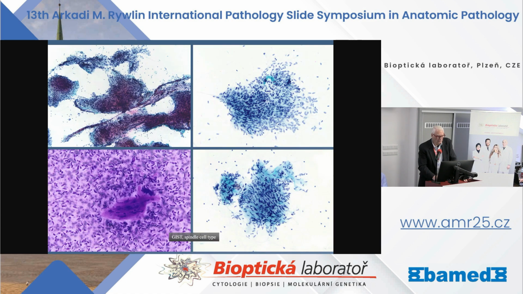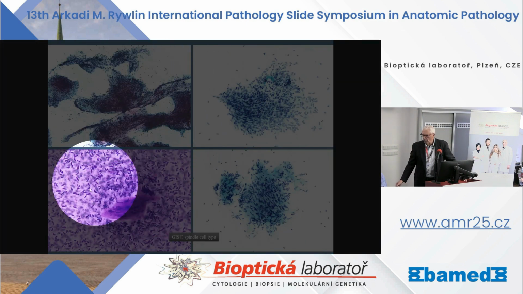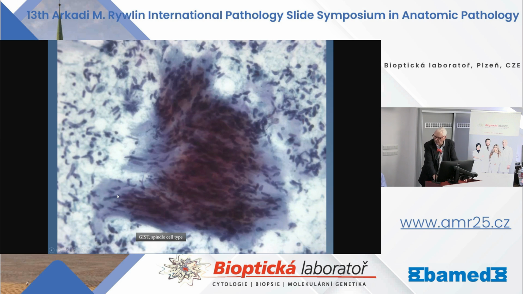Here are some examples, spindle cell type, 4 different examples. As you notice, Papanicolaou stains. This one over here at the lower left shows you almost, instead of clusters of cells, almost a single cell pattern, this one right here with the Diff-Quik stain. You can have this palisading of nuclei, very much mimicking schwannoma or other nerve sheath tumors.